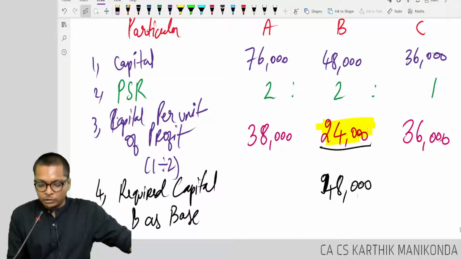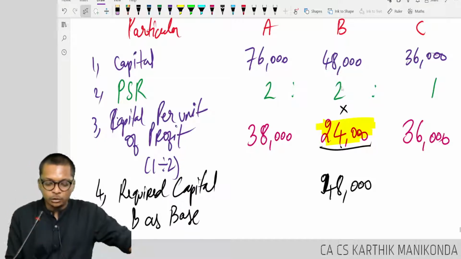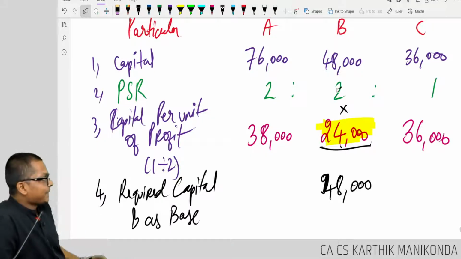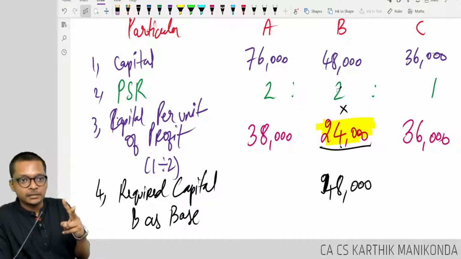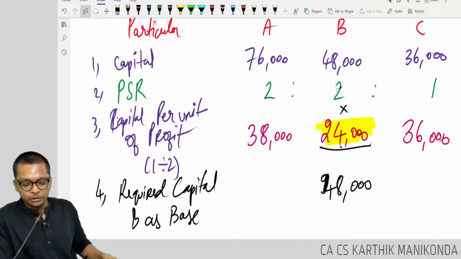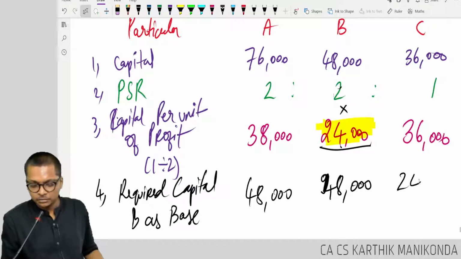48,000. 24,000 for one profit share. But he is investing, he wants 2 rupees. So 24,000 into 2. Same way A is also saying, see, I would have invested 24,000. Now if I should have invested 24,000, A will tell 24,000 into 2, how much? 48,000. C will tell 24,000. Are you following this, guys?